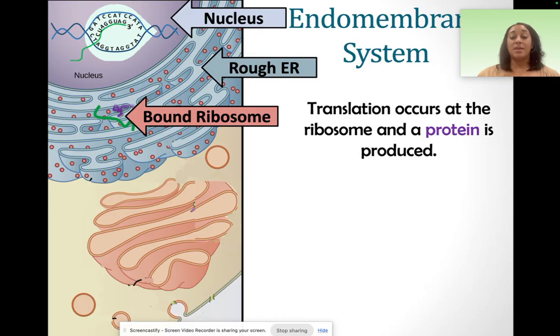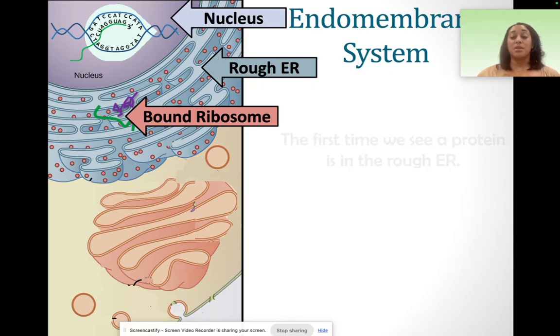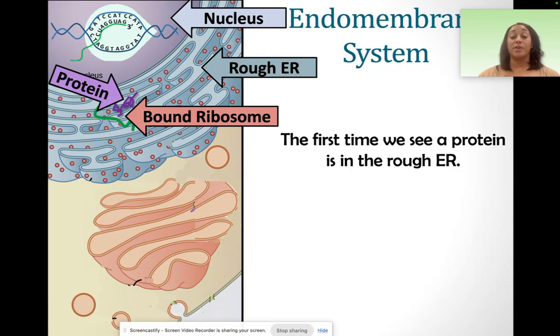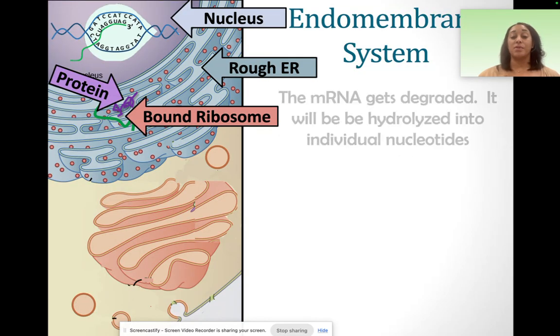All right, so next, after we make our protein, our mRNA has gotten to the ribosome. We made our protein in the rough ER, because remember, the proteins that are made on the rough ER ribosomes are the ones that are going to leave the cell to help with other parts of your body. So translation occurs at the ribosome and the protein is produced. This is the first time we're going to see a protein, and that's in the rough ER.